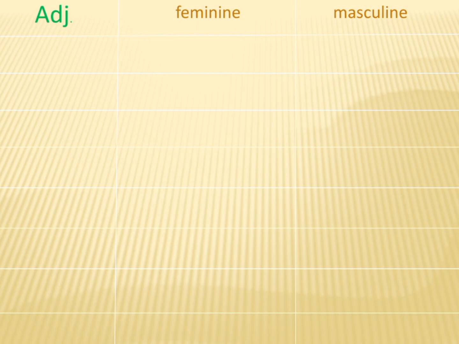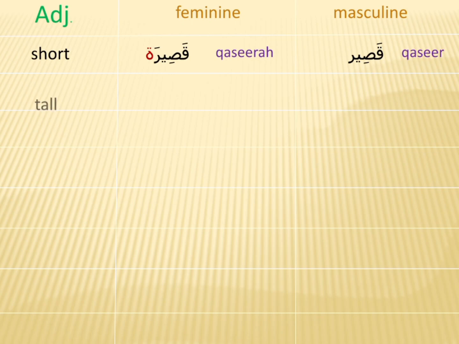The adjective short. Its masculine form is قصير. Its feminine form is قصيرة. The adjective tall. Its masculine form is طويل. Its feminine form is طويلة.